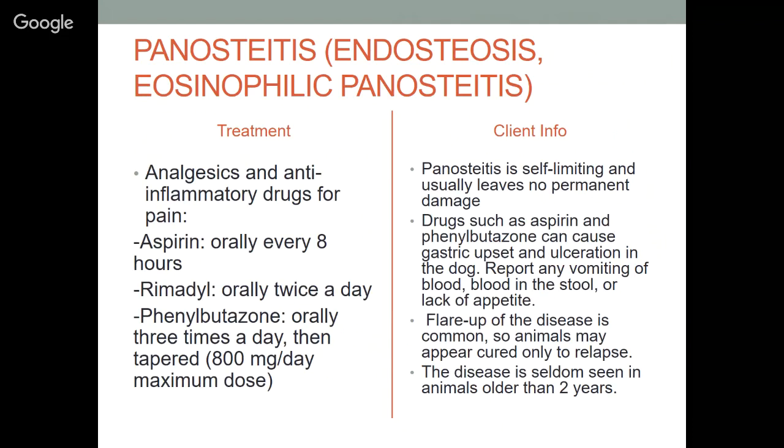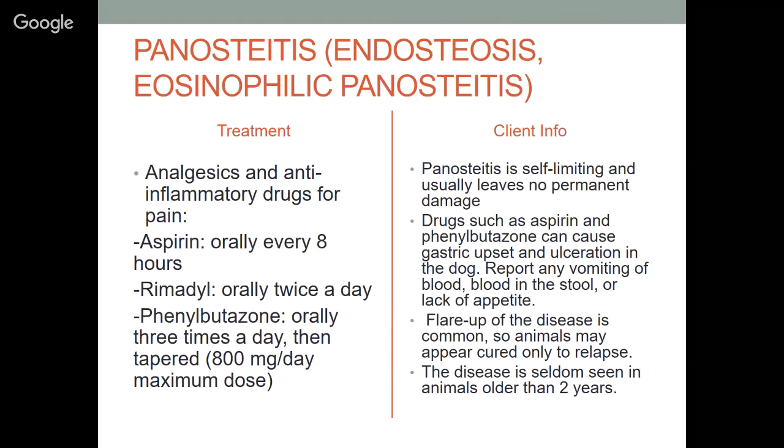Analgesics and anti-inflammatory drugs for pain. So aspirin, I keep putting aspirin in here because it is used. I don't like to use aspirin because it actually results in the degeneration of cartilage over time. Rimadyl actually builds up cartilage over time, so we like using Rimadyl instead. Phenylbutazone is also known as Bute, and can be given as well. It's another non-steroidal anti-inflammatory. We typically give Bute to horses.